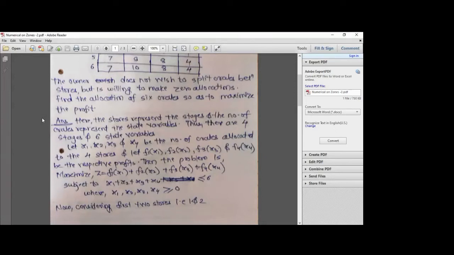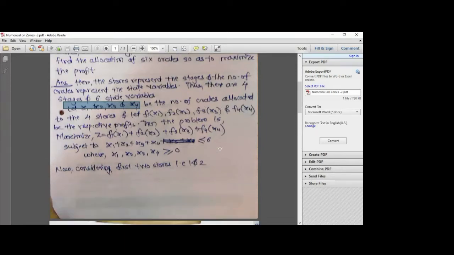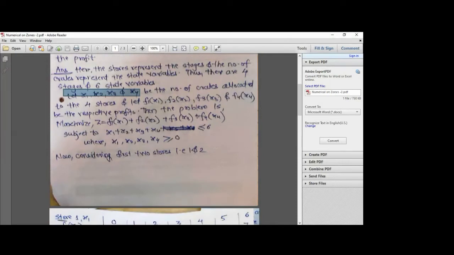So what I have done is that I've considered x1, x2, x3, and x4 as the number of crates allocated to the 4 stores, and f1(x1), f2(x2), f3(x3), and f4(x4) as the respective profits. So I've represented it in the form of linear programming. Maximize z is equal to f1(x1) plus f2(x2) and so on. This is the objective function with respect to your profits, and this is to be maximized.